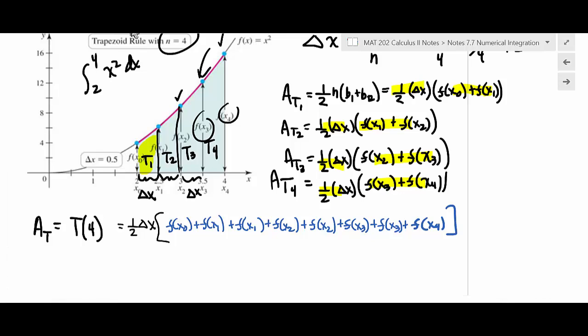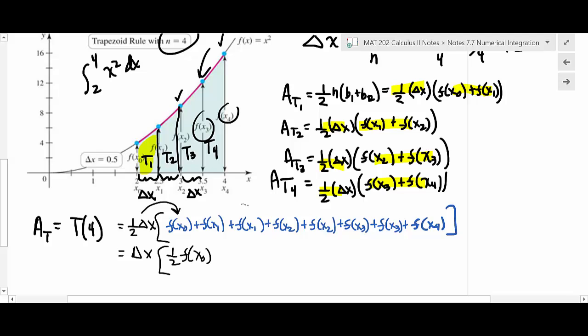So what I'm going to do is try to do some of this in my head. I'm going to leave this delta x out, and then if we distributed that 1/2, you'd have 1/2 f of x naught, right? Now, what's going to happen with this? There's 2 of those, right? Isn't that 2 f of x1?